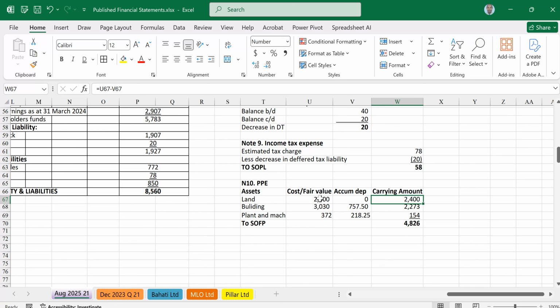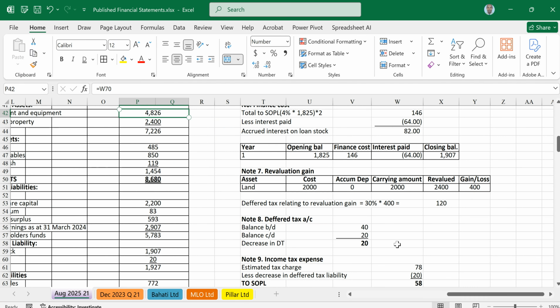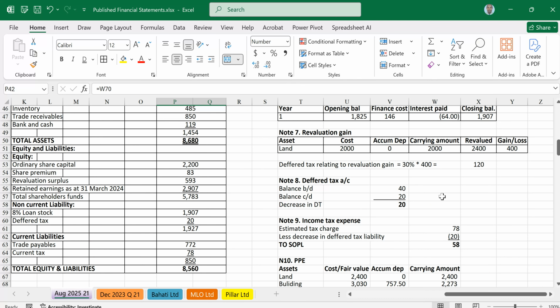Now if that is 24, land is 24, the PPE now moves to 48.26. Now it's not balancing. The reason is because deferred tax has to be adjusted. So the amendments in deferred tax, here in note 8. After doing all this, adjust deferred tax.